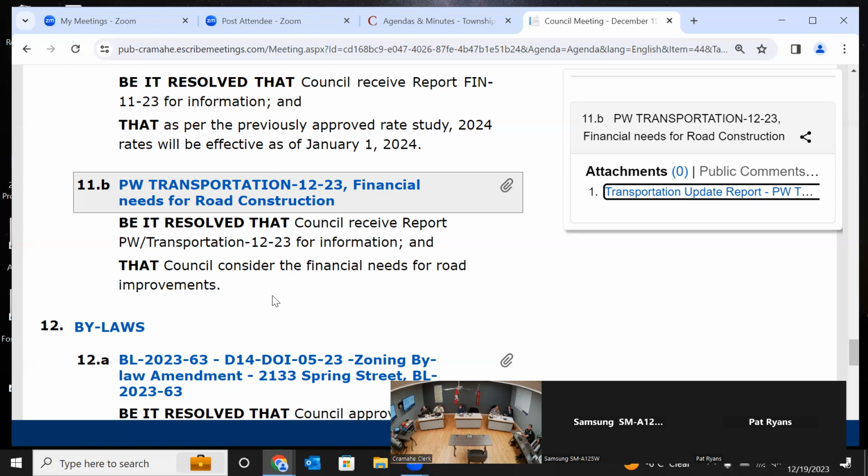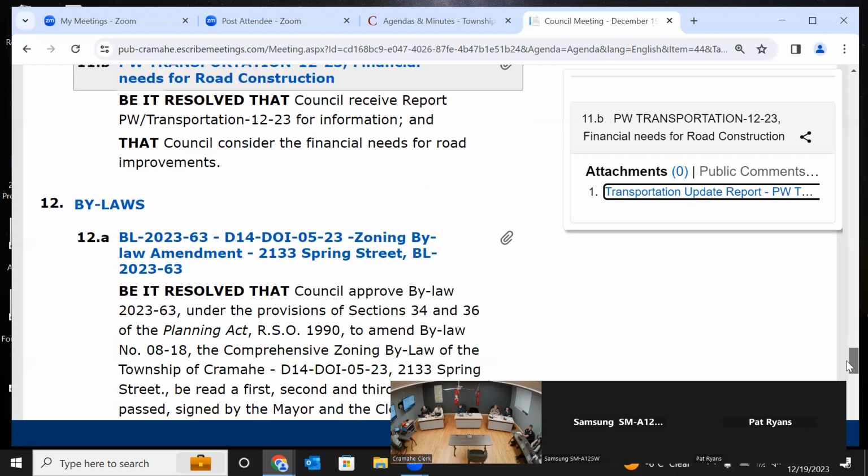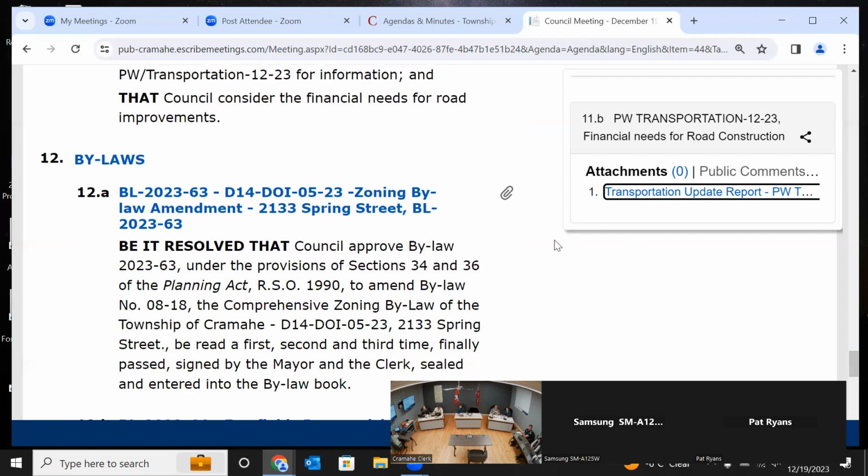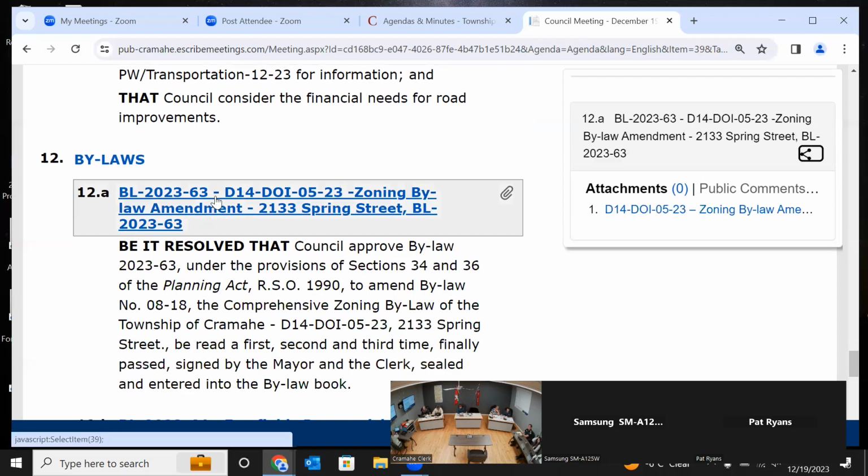Thank you. Any further comments? All in favor of receiving this report? Aye, Arthur. Aye, Hamilton. Aye, Scriver. Van Egmond, aye. Martin, aye. Report is received. Resolution carries. Item 12 on the agenda, bylaws.